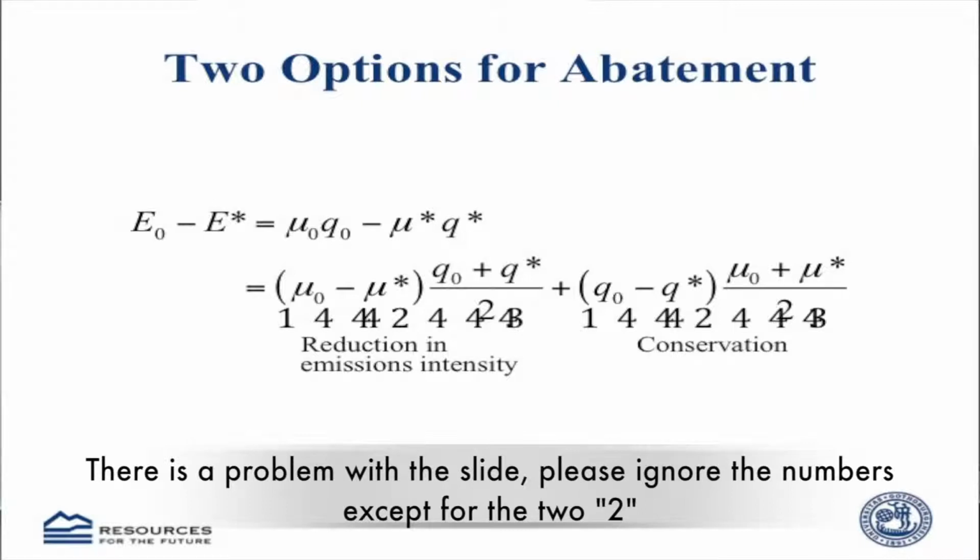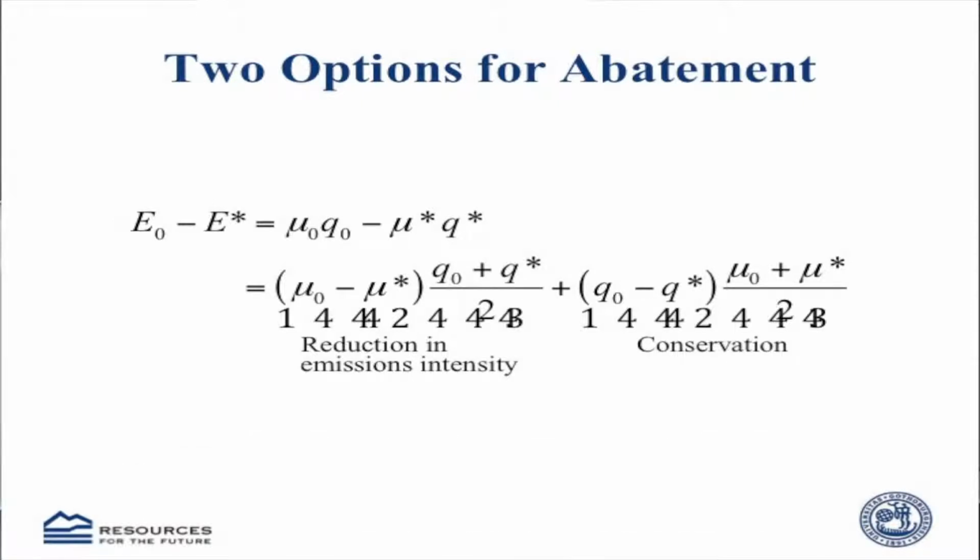So let's think a little bit more in this model, before we get to the output-based rebating, about what's going on with abatement. Before, we just had an upward sloping marginal abatement cost curve. In this setting, when you're thinking about production and emissions intensity, you now have two options for reducing your emissions. One is reducing your emissions intensity, but the other is also conservation. You can produce less, and that reduces your emissions. And these are both valid ways of reducing emissions.